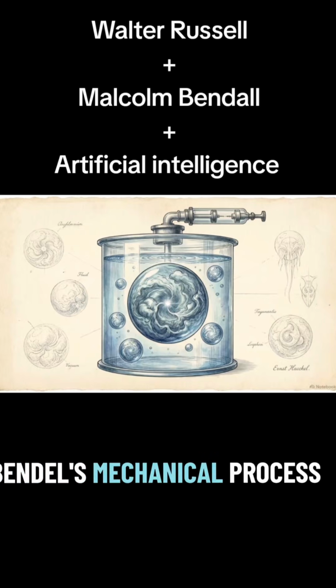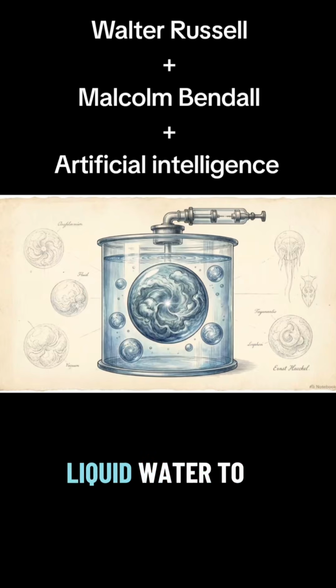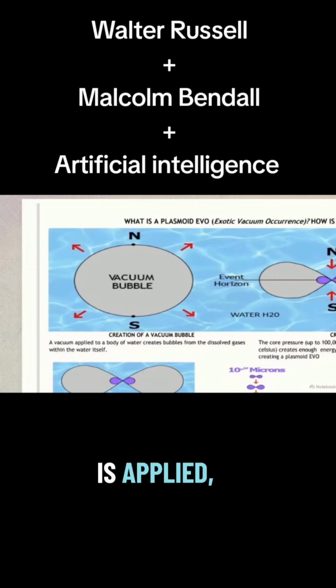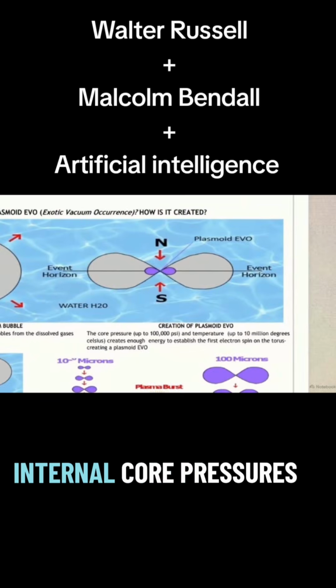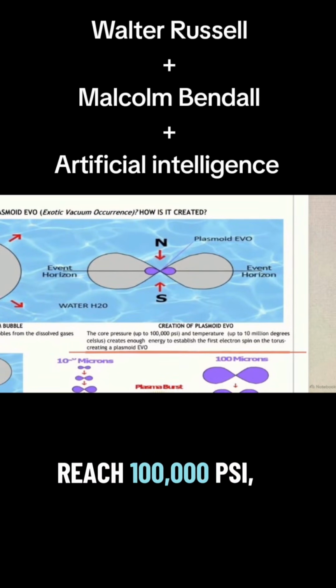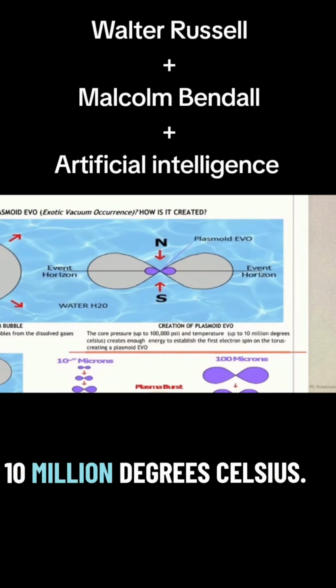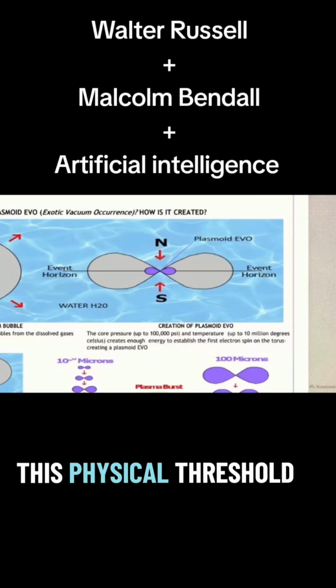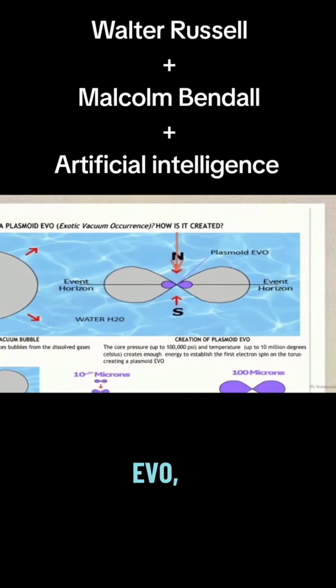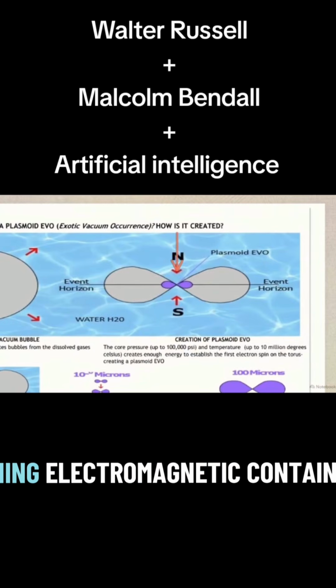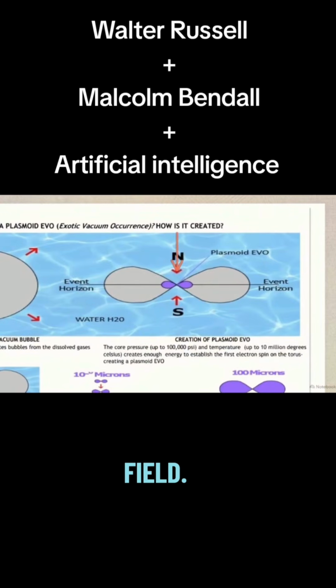Bendel's mechanical process begins by subjecting liquid water to an extreme vacuum. As the vacuum is applied, dissolved gases within the water expand to form a bubble. During the bubble's collapse, internal core pressures reach 100,000 psi, driving temperatures toward 10 million degrees Celsius. This physical threshold produces a plasmoid EVO, a toroidal, self-sustaining electromagnetic containment field.